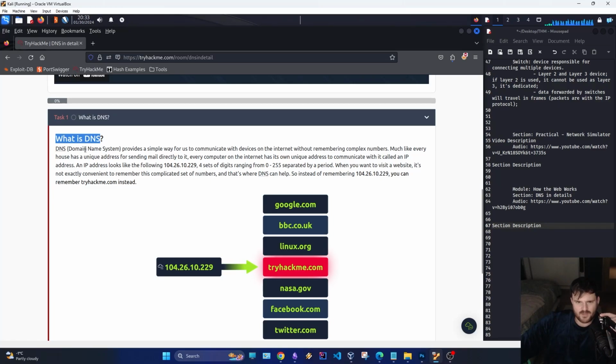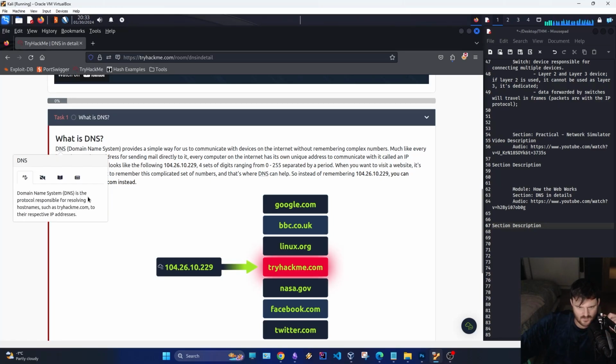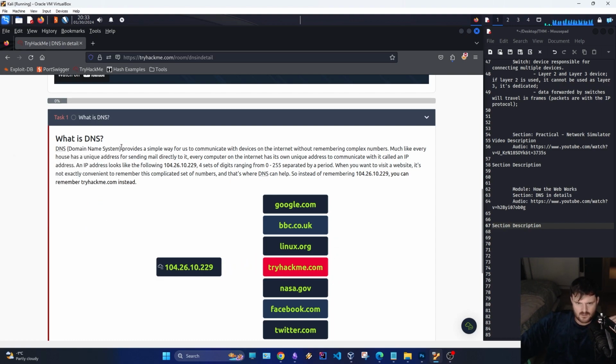What is domain name system? It is the protocol responsible for resolving host names such as tryhackme.com to their respective IP addresses. DNS provides a simple way for us to communicate with devices on the internet without remembering complex numbers.